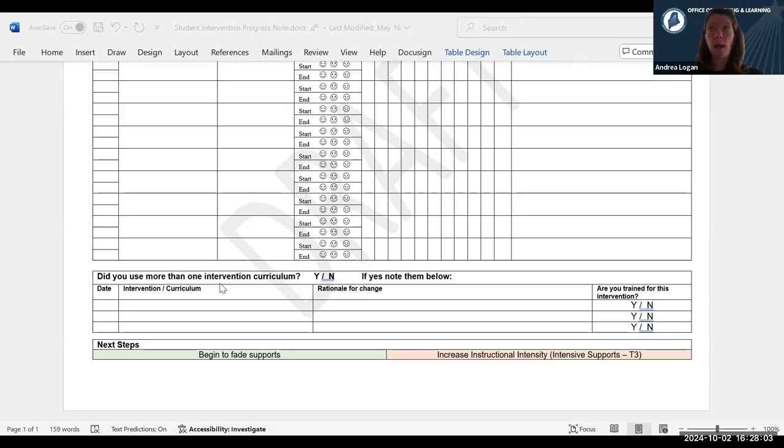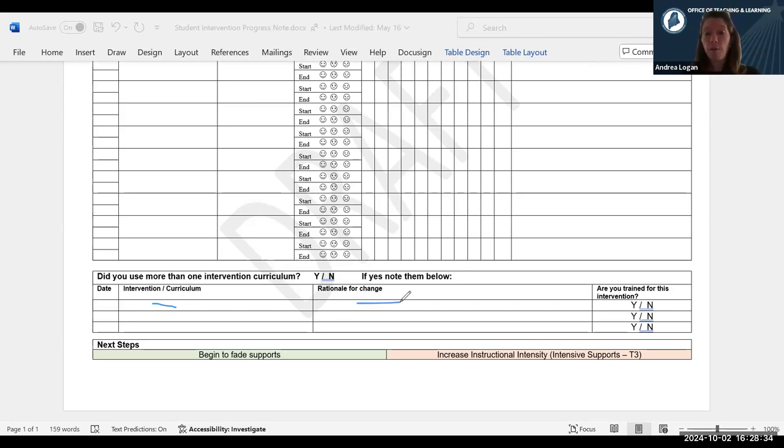For example, I tend to use the FT squared to remind myself that it needs to narrow in focus, which would be the F. It needs to increase in time, which would be one of your T's. And then it just needs to be teacher directed, which would be your other T. So if you were to put something on this line here that you indicated that you used a different intervention, you may or may not be actually doing an intervention. We want to know what you're doing to see if it's having an impact on these kids.